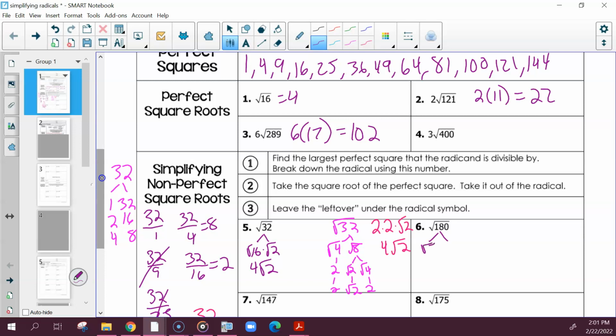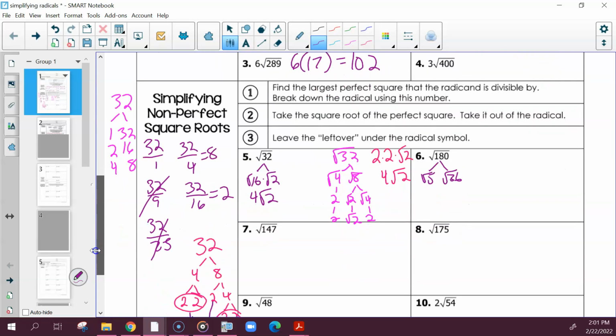So we have the square root of 5 and the square root of 36. The square root of 36 is 6, while the square root of 5 stays the same because it's prime. So we would have 6 times the square root of 5, and that would be our simplified answer.